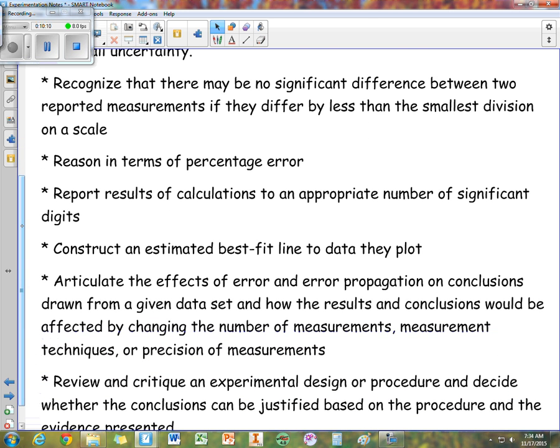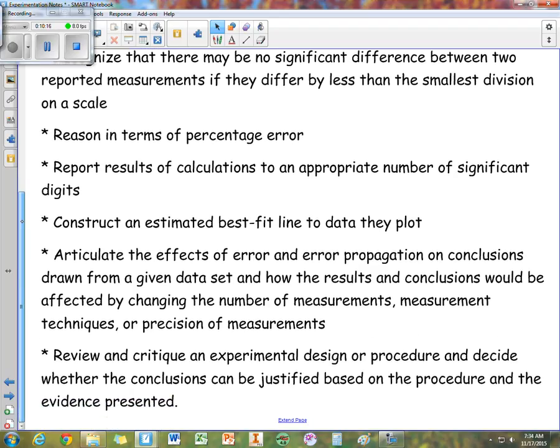I want you to be able to reason in terms of percentage error, report results of calculations to an appropriate significant digit, construct an estimated best fit line to data that you plot. So that's using a ruler and drawing your line of best fit. Articulate the effects of error and error propagation on conclusions drawn from a given data set. So you're looking at the error in your lab. Can you draw a reasonable conclusion? And then review and critique an experimental design or procedures and decide whether the conclusions can be justified based off of the procedure and the evidence presented. So basically critiquing someone else's experimental method.